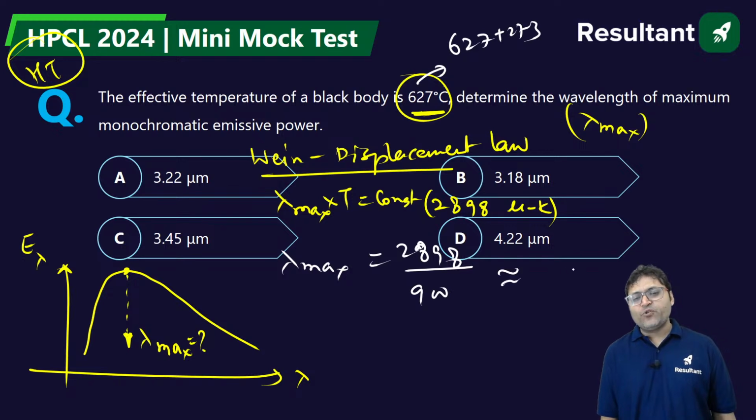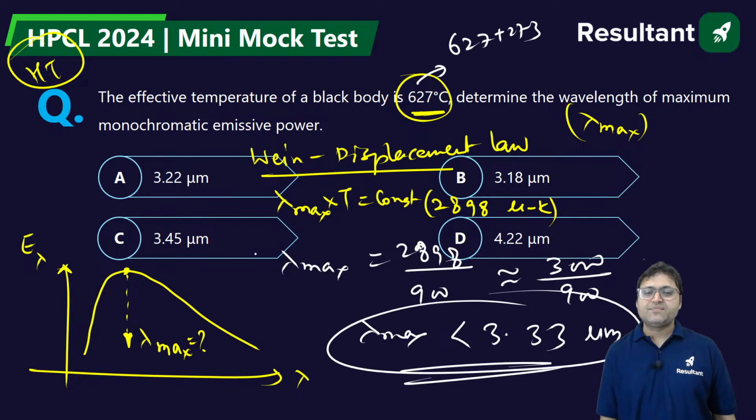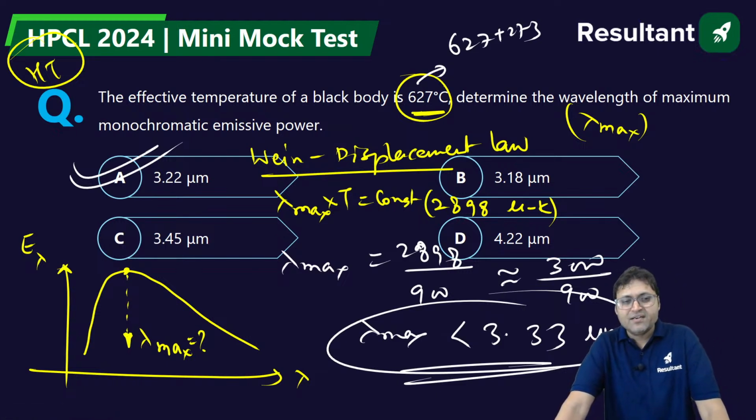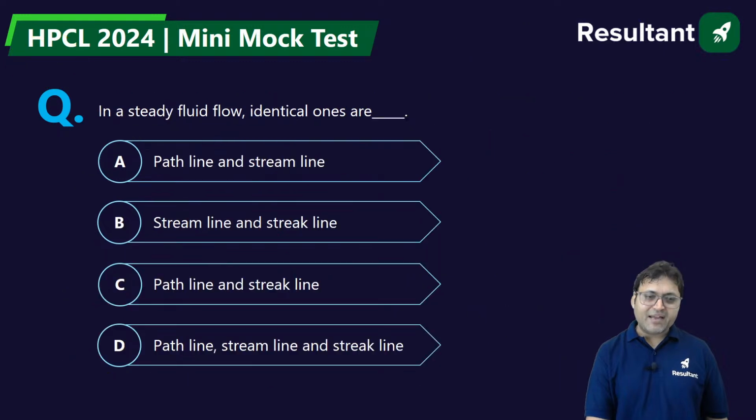900. If you round off, 3000 upon 900, lambda max is less than 3.33 something micrometer. So that is how you can do the calculation. A will be the correct answer. 3.22 is the nearest answer, no, it is not D. It is 3.22. It will be slightly less than 3.33, 30 by 9 or 10 by 3, less than 10 by 3. A will be the correct answer.